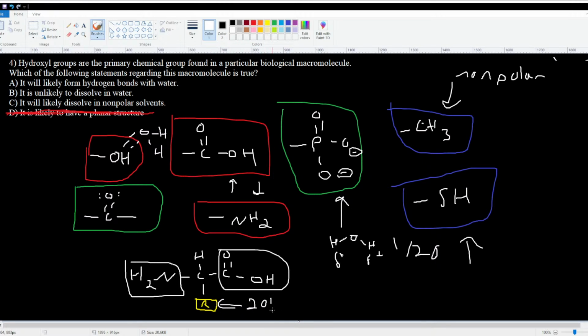20 different things. That's 20 amino acids that you don't need to know for this class, but if you're taking biochemistry in the future, you will need to know. But don't worry about that right now.